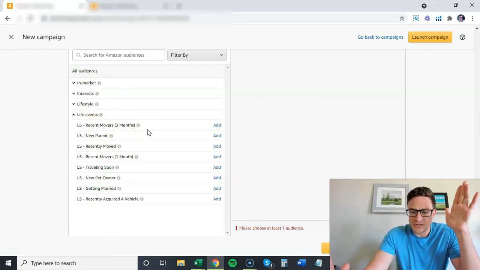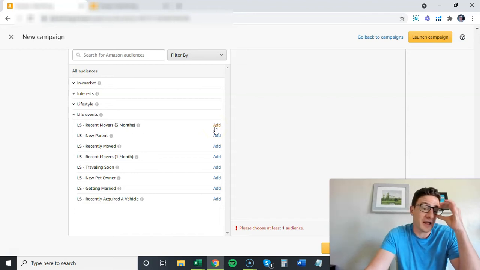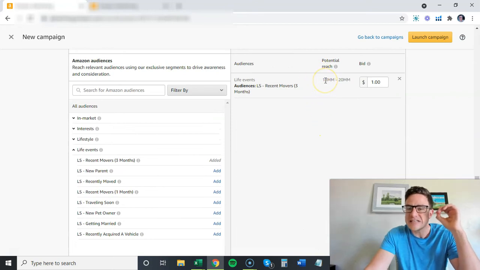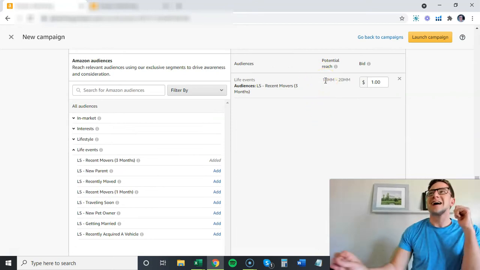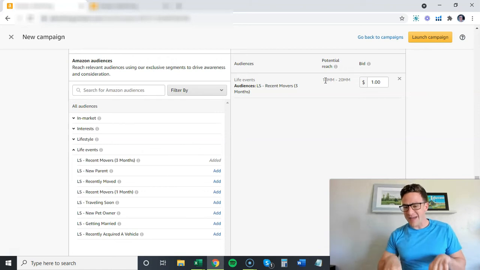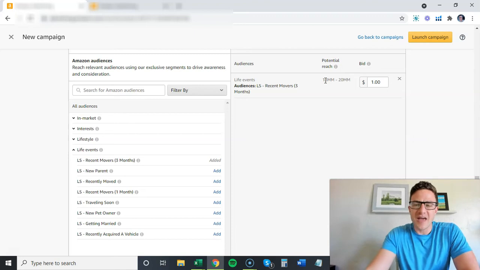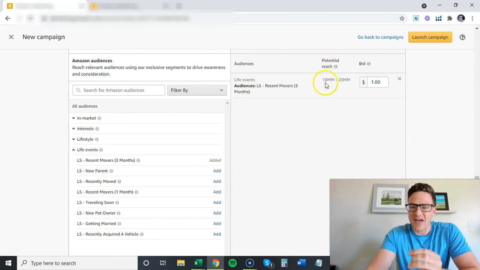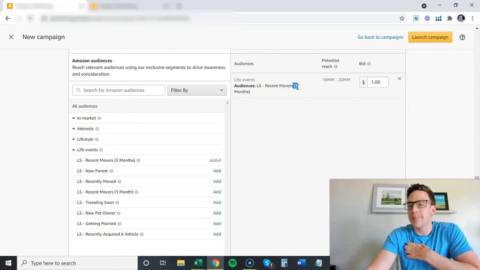Amazon somehow knows that someone has moved in the past 3 months. If you have a housewarming gift, something like that, you add this, potential match, 18 to 20 million people. What this is telling me is that out of all Amazon Prime members, maybe 20 million of them have moved in the past 3 months, or they're showing habits of moving.